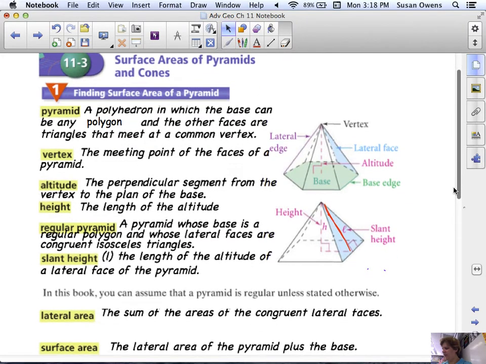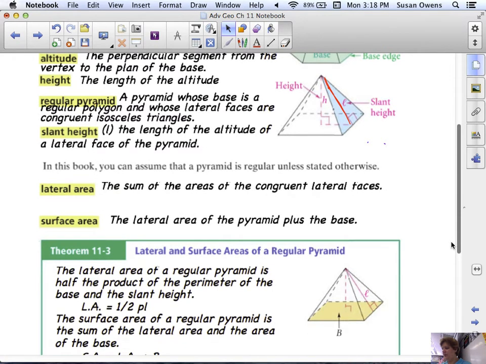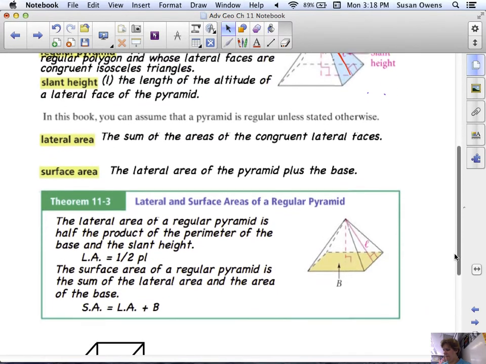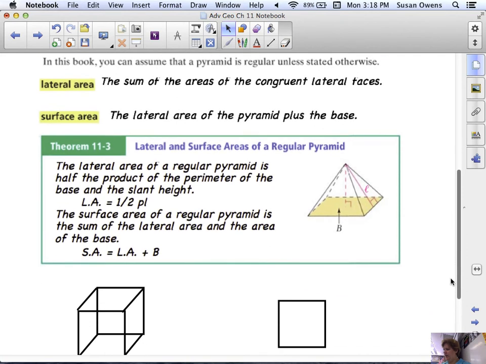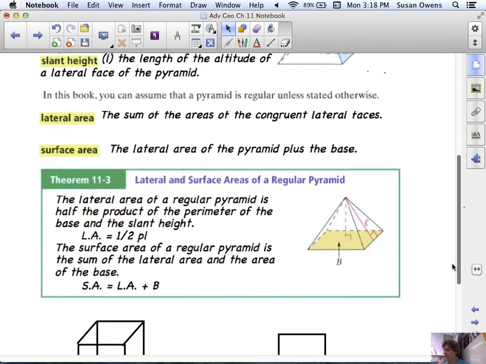Okay, just like the last section in this book, you can assume that a pyramid is regular unless it's otherwise stated. The lateral area is the sum of the areas of the congruent lateral faces, and the surface area is the lateral area of the pyramid plus the base. So we have the formulas if you want to take a second to copy them down, and then right below that I'm going to show you where they came from. So the lateral area of a regular pyramid is half the product of the perimeter of the base and the slant height.